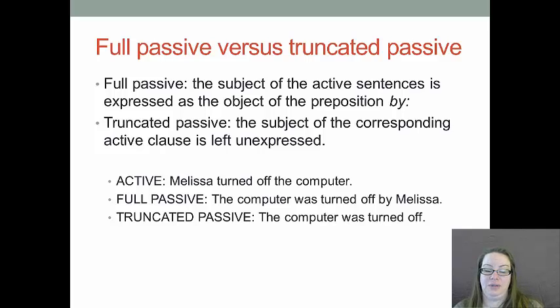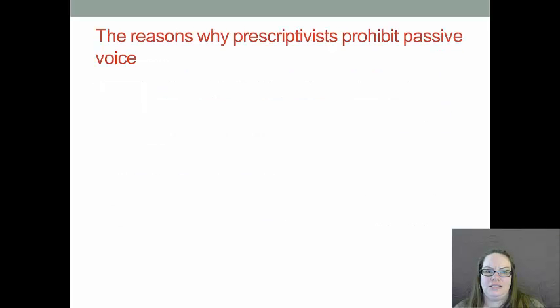So here's an example. Active sentence: Melissa turned off the computer. Full passive: the computer was turned off by Melissa. And truncated passive: the computer was turned off. One of the properties of passives, we have to take a look at why prescriptivists disagree with them, and then we'll talk about why I think they are very useful tools for us in our language.